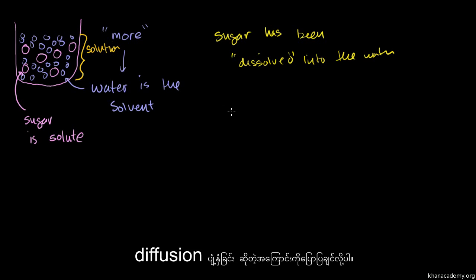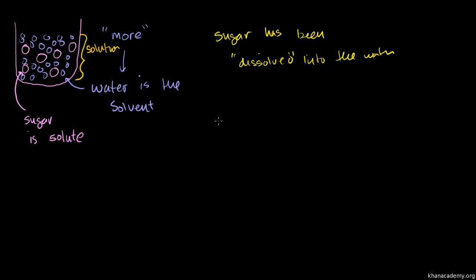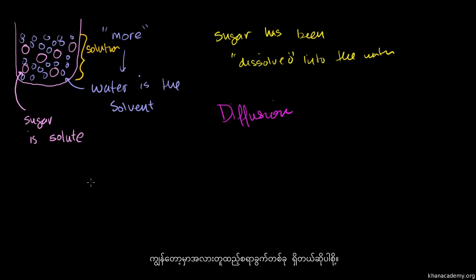the idea of diffusion. Diffusion. And the idea is actually pretty straightforward. If I have, we'll say the same container. Let me do a slightly different container here, just to talk about diffusion. We'll go back to water and sugar, especially back to water. But let's say we have a container here.